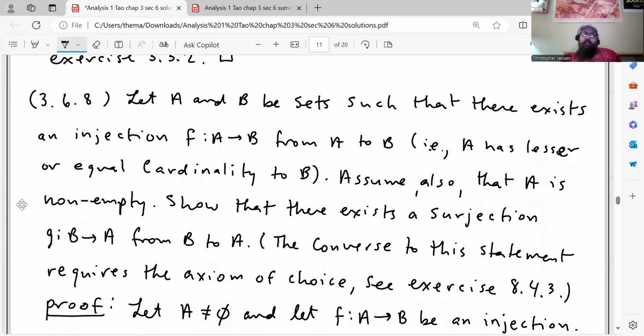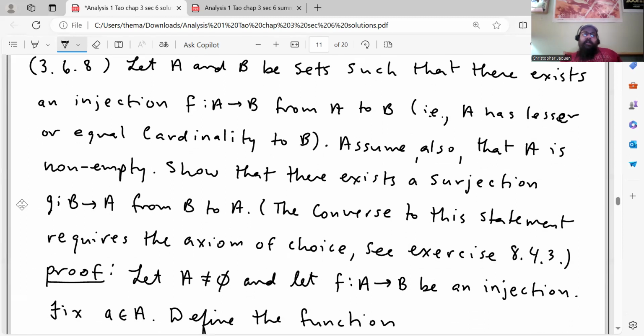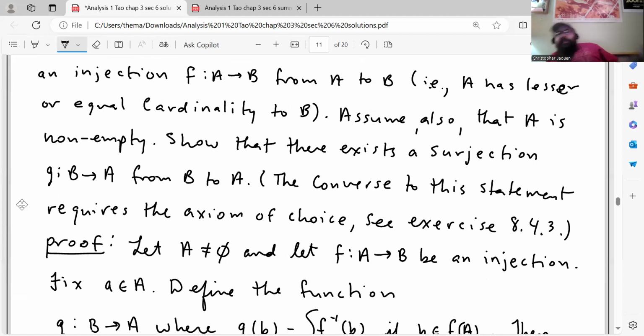And then he says here as a note, the converse to this statement requires the axiom of choice, see exercise 8.4.3. We're obviously not up to chapter 8, but we will get there eventually, hopefully sometime in our lifetime. Just because it's taking me so long to get through stuff. Anyway, we're not going to worry about the converse.